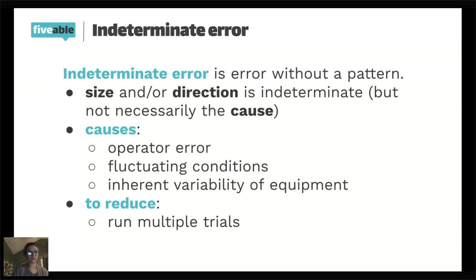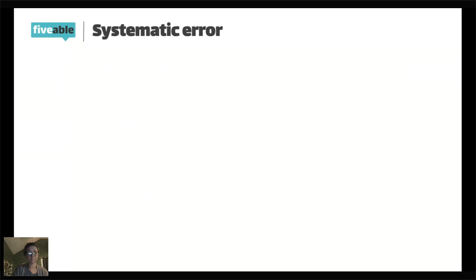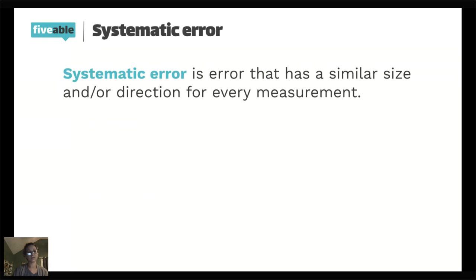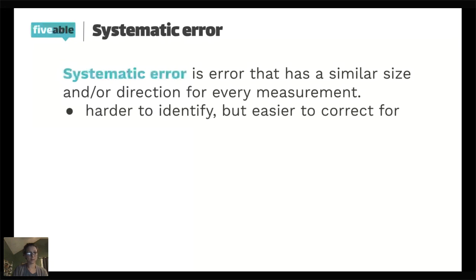The other type of error you might have is called a systematic error. And this one is something that has a similar size and or direction for every measurement, usually both. Systematic error is a lot harder to identify in an experiment because your data will still be precise. It'll still look good, right? You'll look like you're getting the correct thing because you'll get the same thing every time. But it is easier to correct for: if you know what the error is, then you can correct for it.